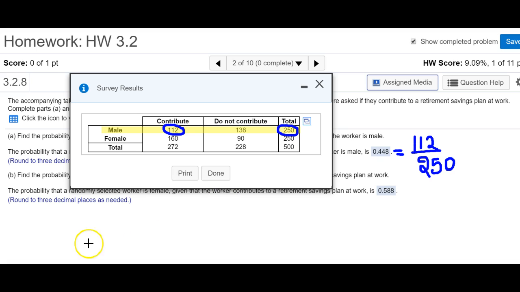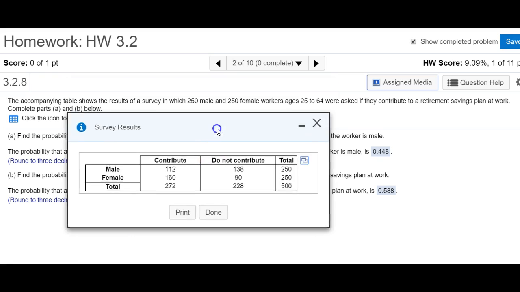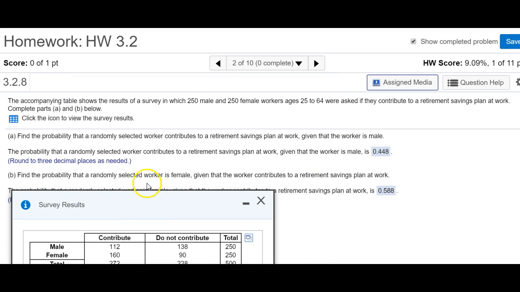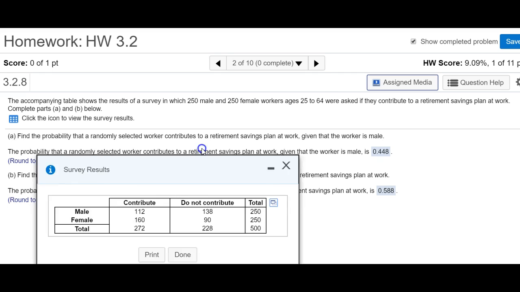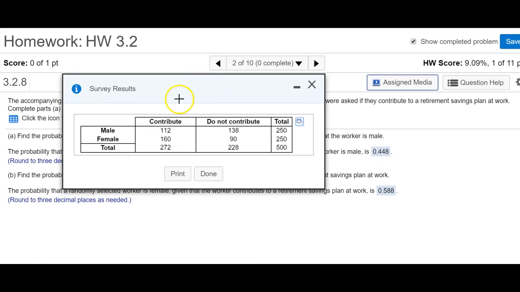Okay? All right, let's go ahead and see what the next question is. I'm going to erase this and move it down. Find the probability that the randomly selected worker is a female, given that the worker contributes to retirement saving. In this case, the given condition is that the worker contributes to the retirement savings, which is going to be my column. So in this case, contribute, so it's going to be this part.